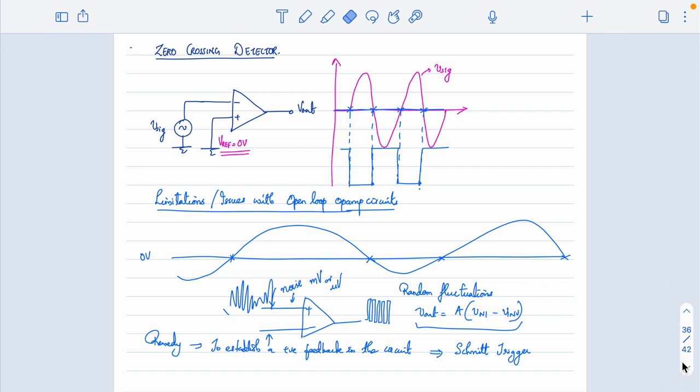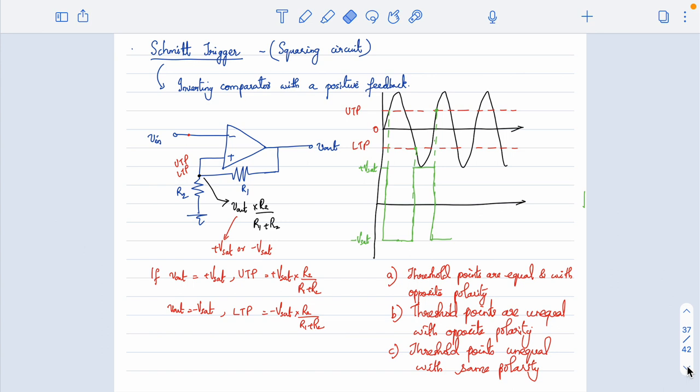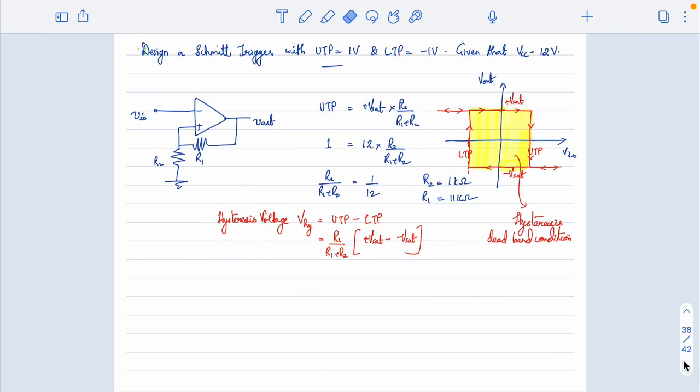So how a Schmitt trigger can overcome that is, if you simply look at the transfer curve of the Schmitt trigger, I was talking about a dead band condition or a hysteresis curve. Whatever happens to the input signal within that hysteresis portion, between LTP and UTP, whether your input changes or not, there will not be any change at the output. The output transition will happen only when your input crosses UTP.